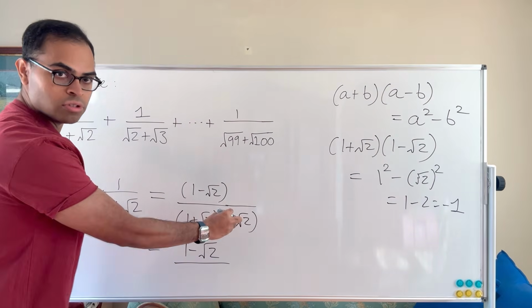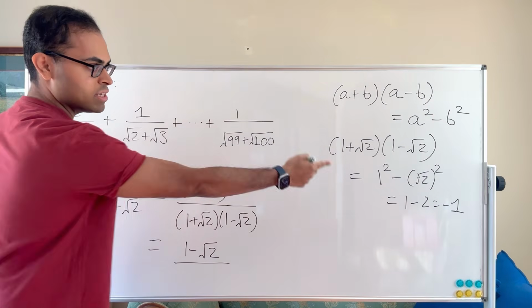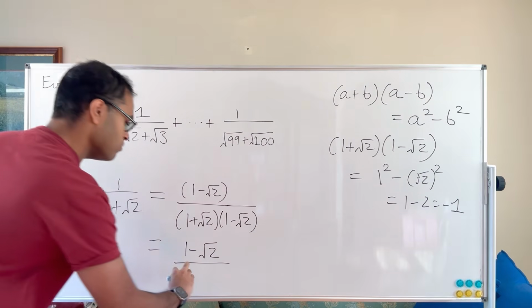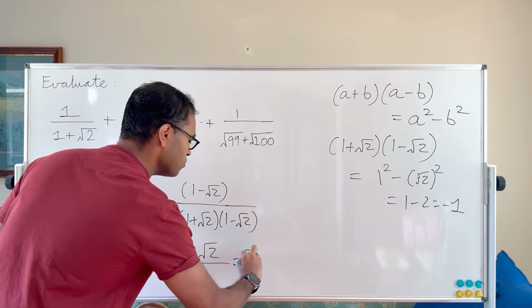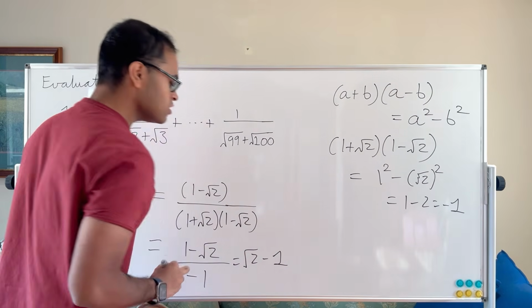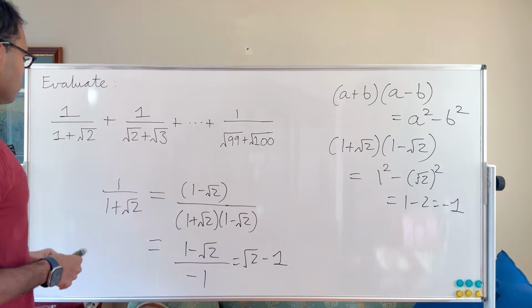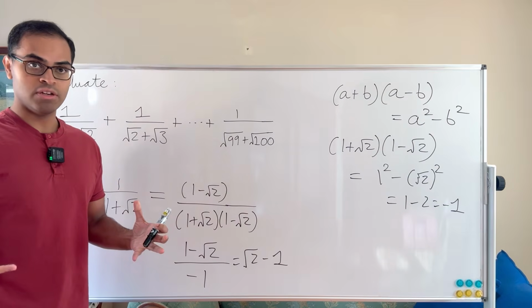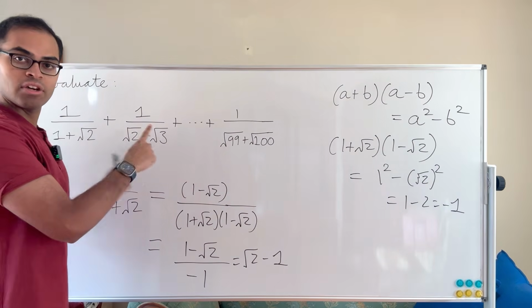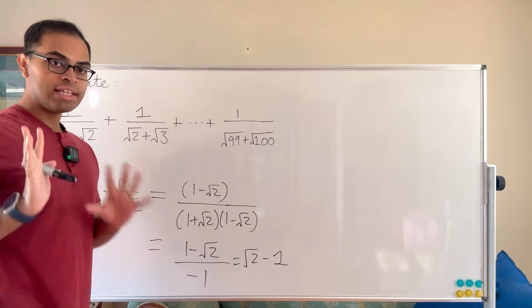So we have 1 plus root 2 times 1 minus root 2, which is 1 squared minus root 2 squared, which you've seen is negative 1, and that's just going to end up being root 2 minus 1. So our first fraction is just going to equal root 2 minus 1. That's pretty cool. Now let's figure out what happens to the sum. All right, so the same pattern continues.